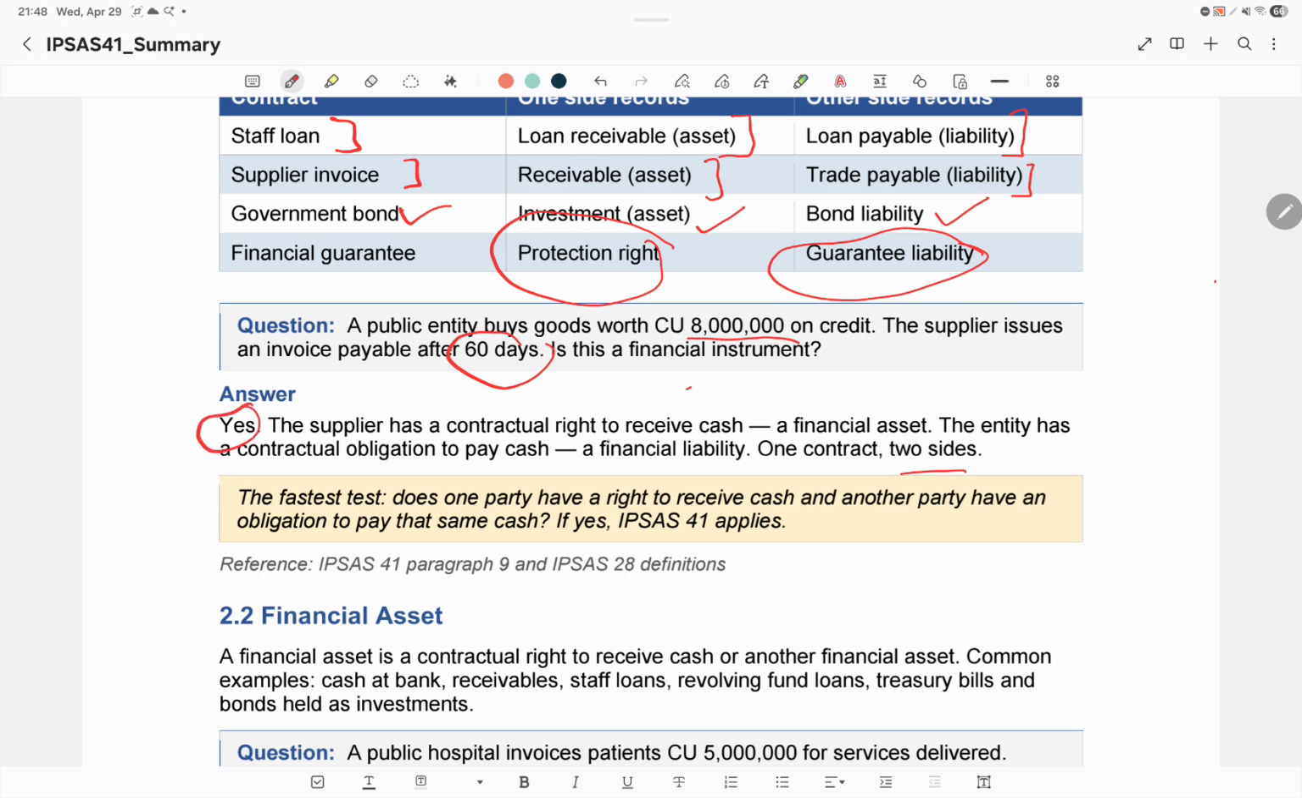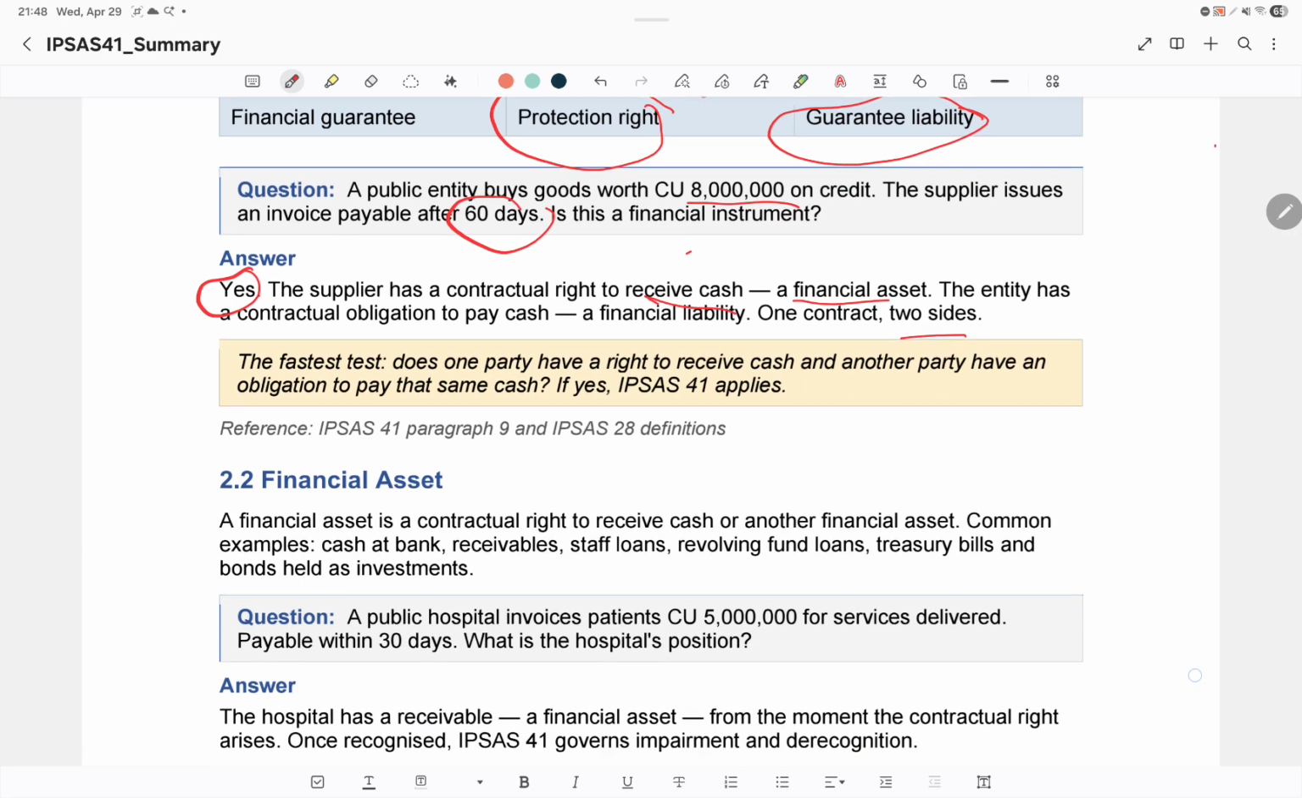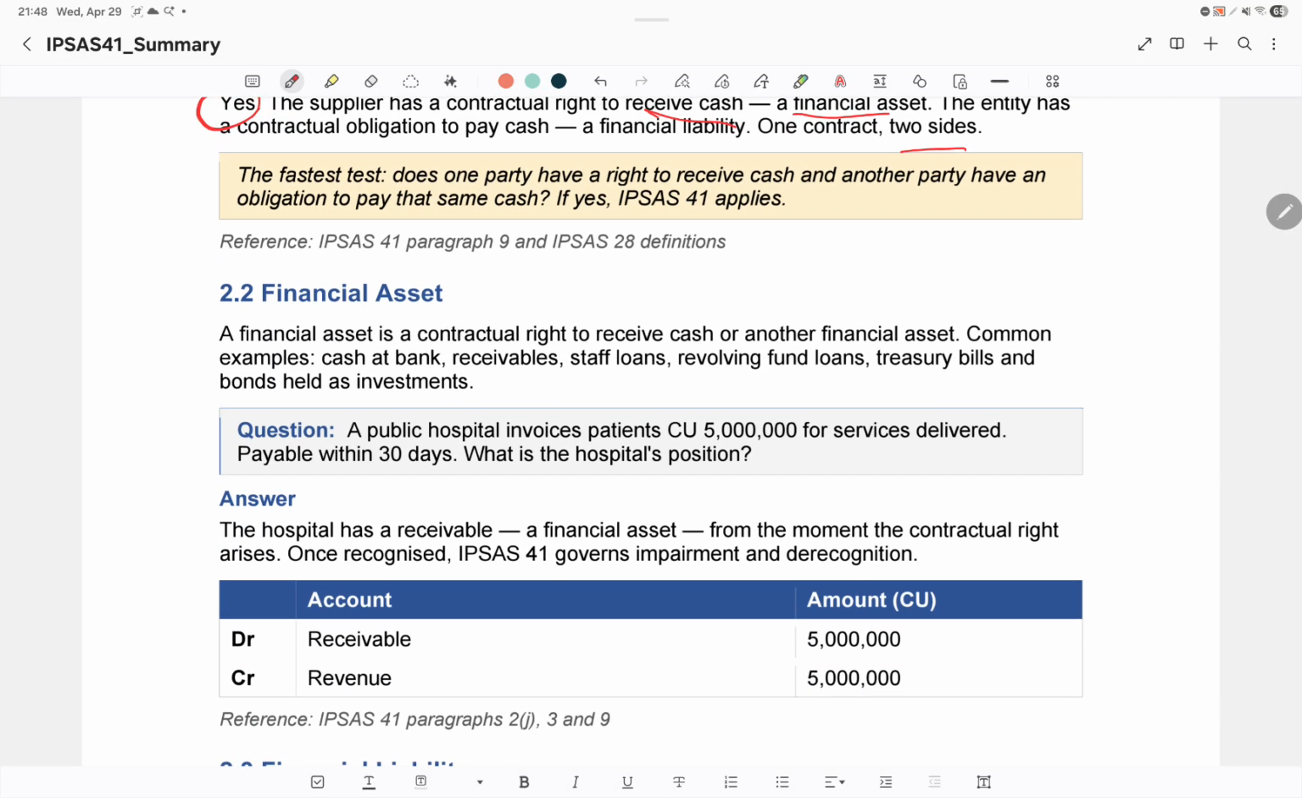The supplier has contractual rights to receive cash, a financial asset. The entity has a contractual obligation to pay cash, a financial liability. One contract, two sides. So if you want to ask yourself, is this a financial instrument? Does one party have a right to receive cash? Does another party have an obligation to send the same cash? If the answer is yes, then you apply IPSAS 41.